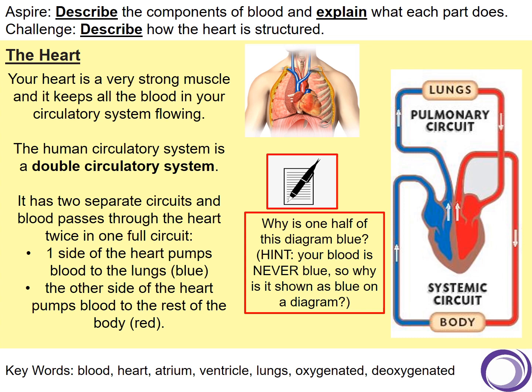Now, your heart is a very strong muscle. It's a muscle that is responsible for keeping all of the blood flowing around your body. And the human circulatory system is actually made up as a double circulatory system. So it has two separate circuits, and the blood passes through the heart twice, but in one full circuit. So one side of the heart pumps blood to the lungs, and if you look at the diagram, that is in blue, and the other side of the heart pumps the blood to the rest of the body, and that is in red.